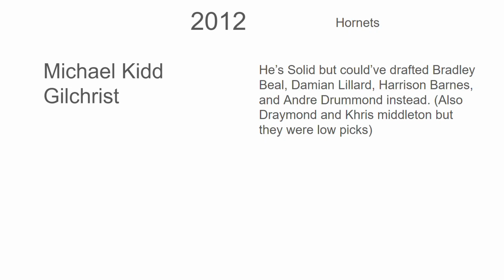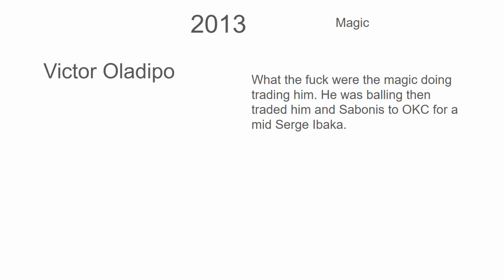2012, the Hornets select Michael Kidd-Gilchrist. He's okay, but they could have drafted Bradley Beal, Damian Lillard, Harrison Barnes, and Andre Drummond instead. And also potentially Draymond Green and Khris Middleton, but, you know, they were way lower picks. Khris Middleton was like a 20-something, and Draymond was a 29th, I think. So, still could have drafted Bradley Beal and Damian Lillard, though. The Hornets just suck, also. That's a D. 2013, the Orlando Magic selected Victor Oladipo.